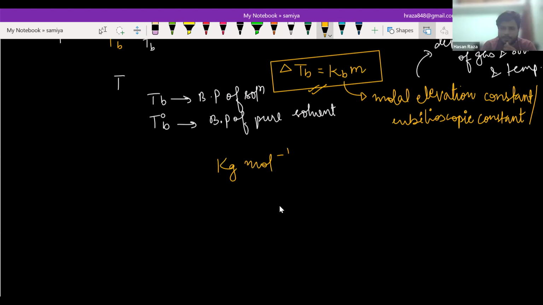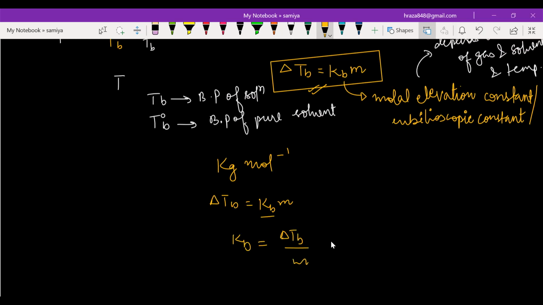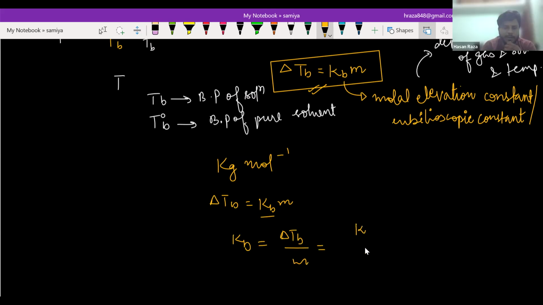See, delta Tb is equal to Kb into m. We need to find the unit of Kb. Kb will be delta Tb upon m. Yes or no? Yes, sir. Delta Tb, change in temperature, has a unit Kelvin, upon molality, that is mole per kg. So this kg will go upward in the numerator. Kelvin kg per mole is the unit.